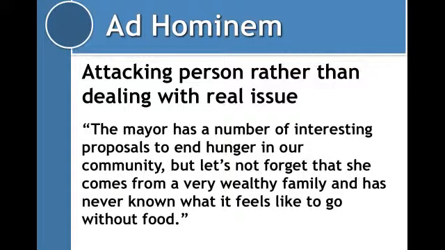In this example, the real issue is whether the mayor's proposal to end hunger will work, not whether the mayor is wealthy and doesn't know what it's like to be hungry. And anyway, what does that have to do with whether their proposal is going to work or not? The proposal should be looked at apart from any opinions you might have about its author. Trashing the opposition in this way is extremely unethical, and I expect better of you as a speaker.